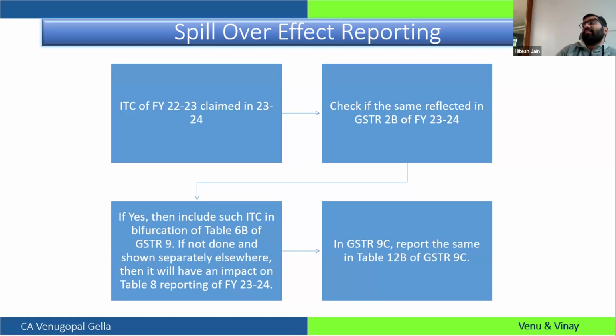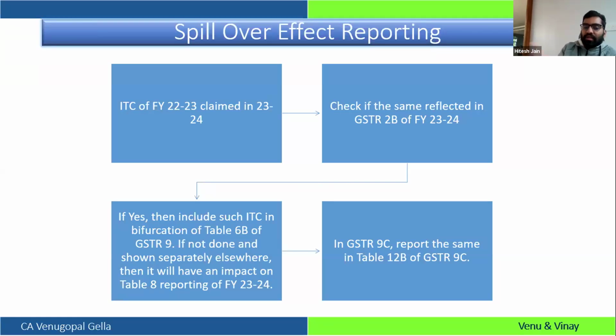But since now the reconciliation comes to 2B, if I don't report this ITC of 22-23, which I have claimed in 23-24, in my table 6 bifurcation, then it will create a positive difference in my table 8 on comparison. And total ITC availed will also be less, because I am not reporting it elsewhere. Even if I am reporting it in table 6M, my net ITC in table 7J will take care, but table 8 will show a positive difference. It depends upon the approach wherever you are reporting it.